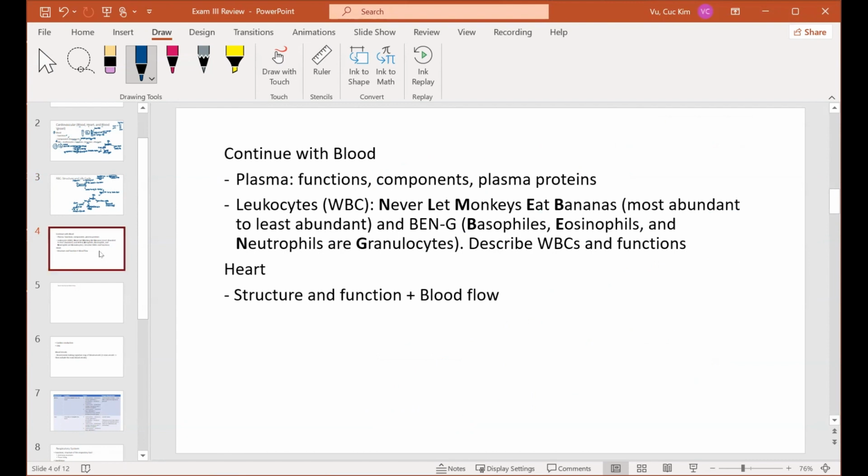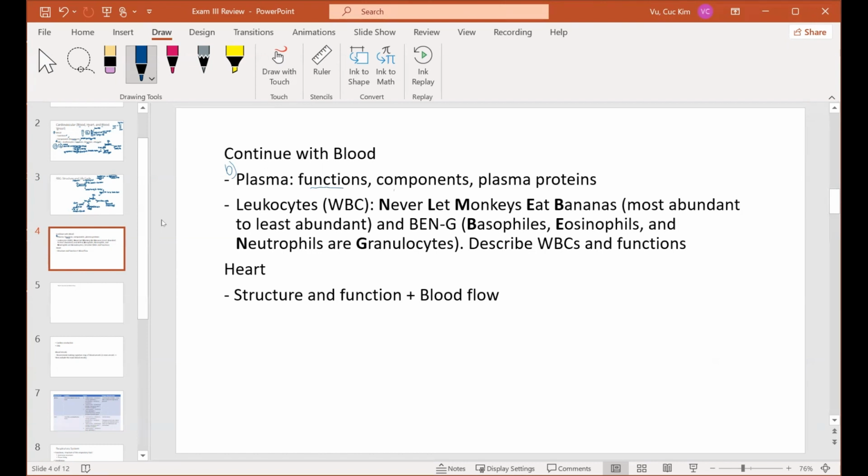Then the next thing, letter B, then A was erythrocytes, B is going to be plasma. For plasma, you want to make sure you know the function. Okay. So in plasma, you want to make sure you know the function of plasma, and that's where it transports gases, transports nutrients, transports waste products, and so on.